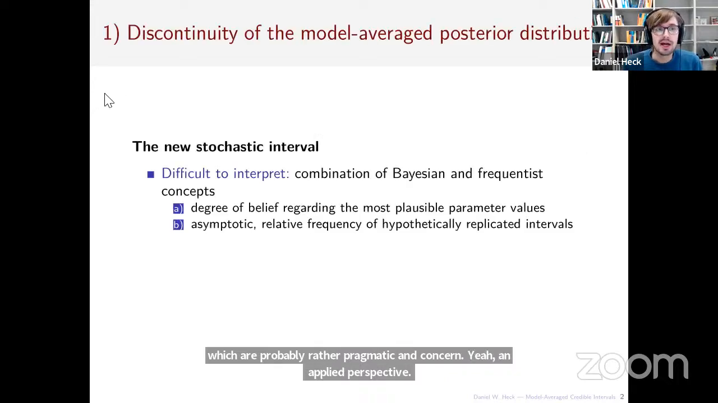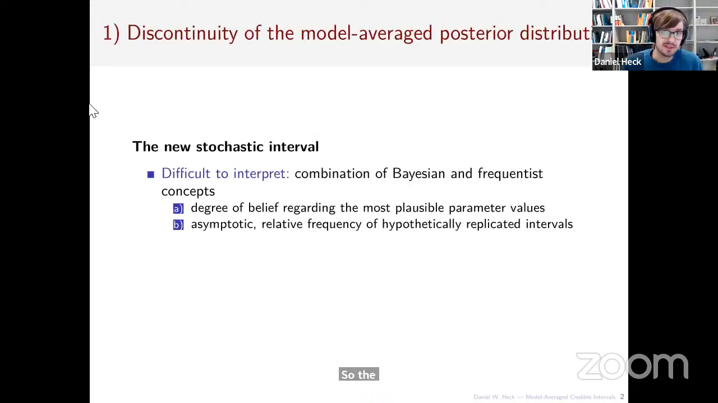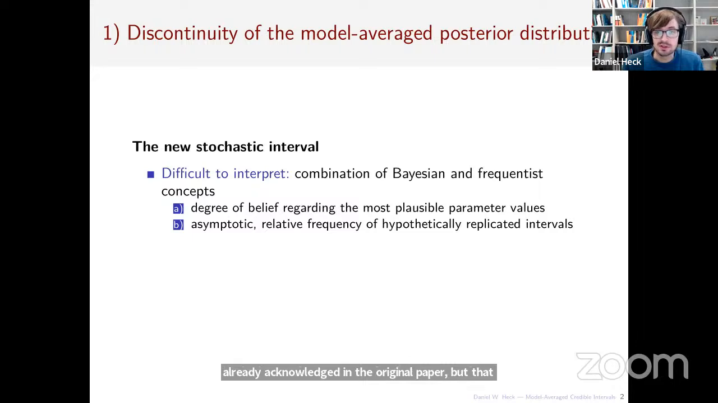The first argument concerns this basic difficulty of the discontinuity of the model average posterior distribution. The point I make is one that's already acknowledged in the original paper, but this new stochastic interval is really difficult to interpret because of this combination of Bayesian and frequentist concepts. On the one hand, we have the standard credible interval and interpret it as a degree of belief regarding the most plausible parameter values.